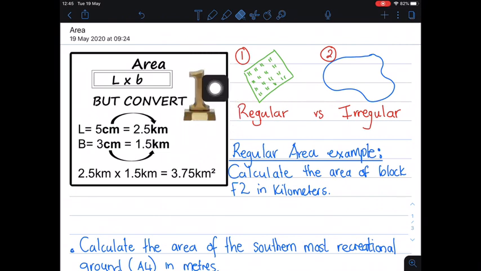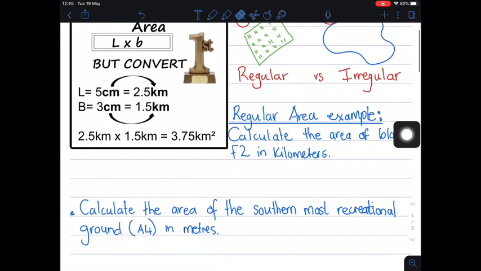And that's why I've put a little first place trophy here to remind you that you must convert the length and the breadth into reality first, whether that is a kilometer distance or a meter distance. Convert first and then times. Let's have a look at those in the actual example.